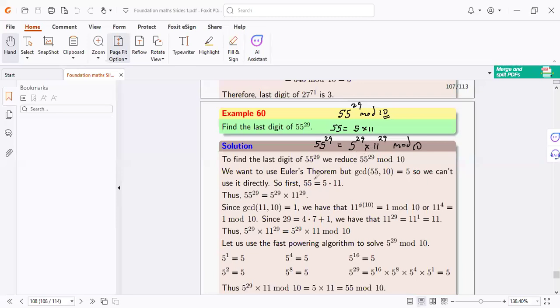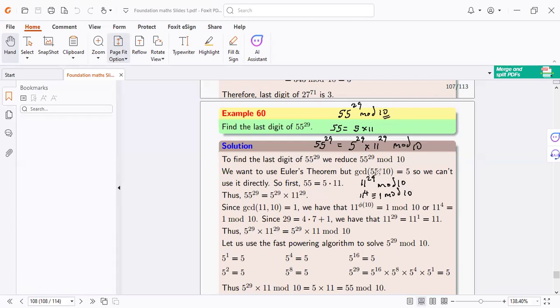From there, I think we can always do it. So let me do 11 raised to 29 first, mod 10. 11 and 10 are relatively prime. And so that means 11 raised to 4, by Euler theorem, should be the same as 1 mod 10.